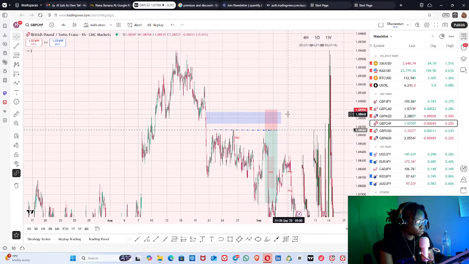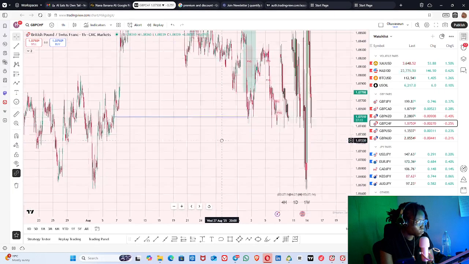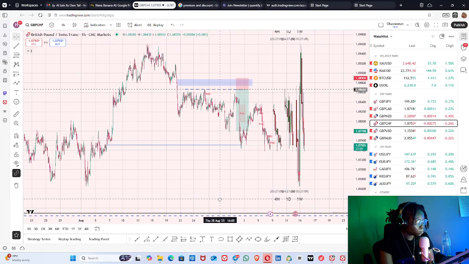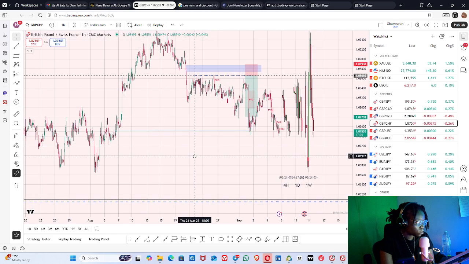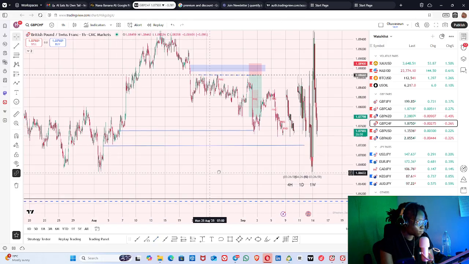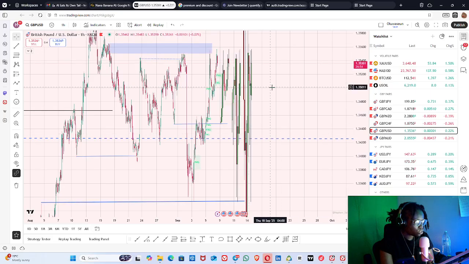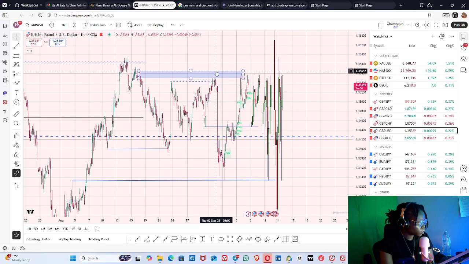This was where I wanted to enter from, but price didn't tag me in, so that one has gone like that. I'm looking at a possible entry from here. I'm looking at a possible entry from here. So GU. I had this entry last week.